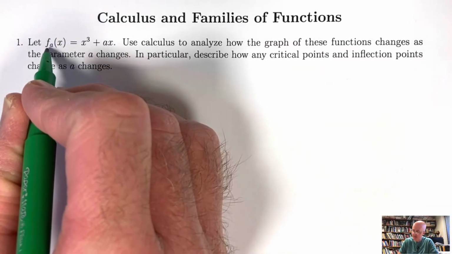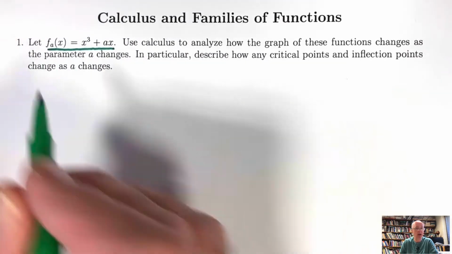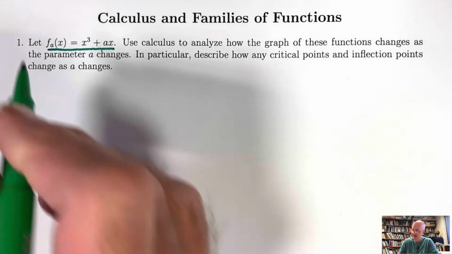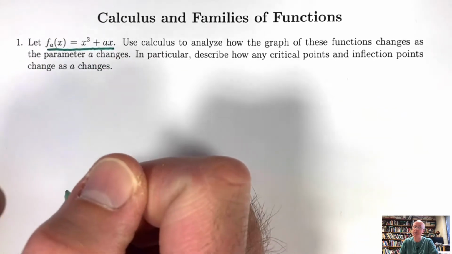In this video, we're going to use calculus to help us graph and understand families of functions. Number one, f sub a of x equals x cubed plus a times x. This notation may be a little strange to you. The subscript there for the function f tells me that a here is a parameter.